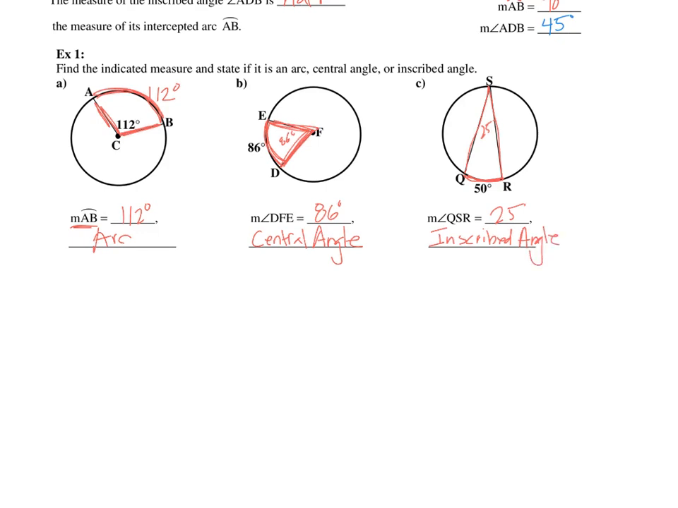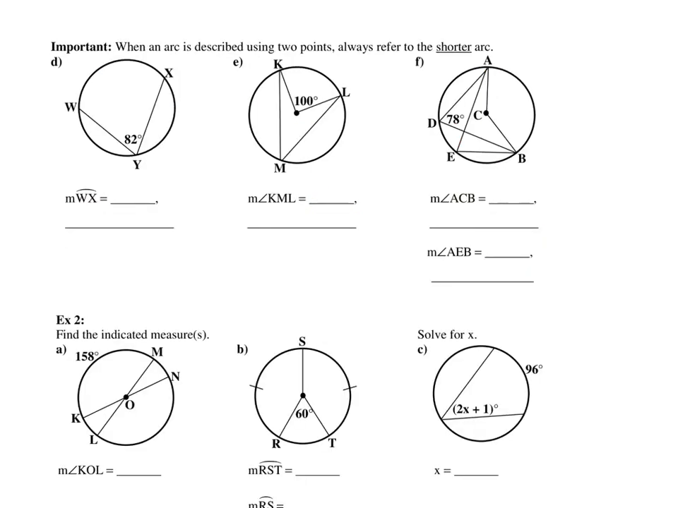On to the next examples. Important: when an arc is described using 2 points, always refer to the shorter arc. It says WX here, so this is the shorter arc. Do not do this. This would be the longer arc, WX. You want to go with the shorter.